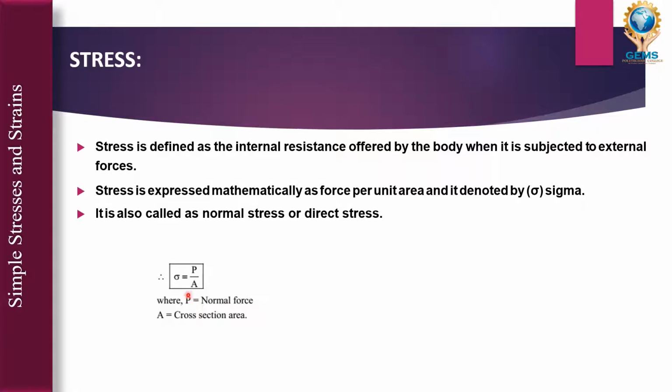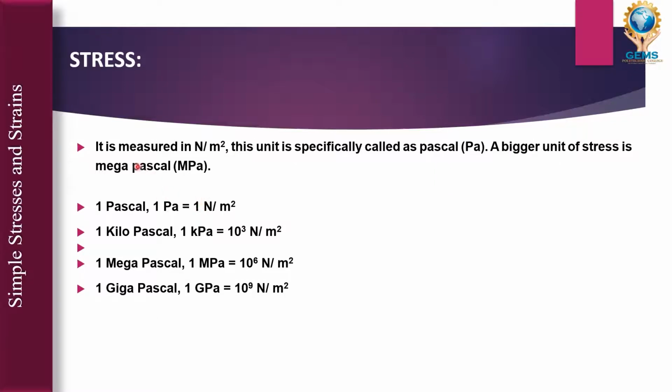So what is the stress formula? Sigma is equal to P by A. We will go to the next slide. If you see, the unit of stress is Newton per meter square. Why Newton per meter square?